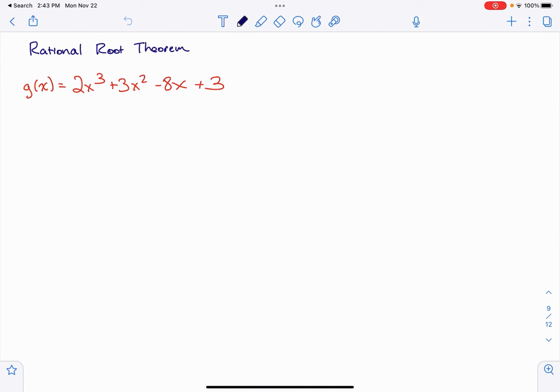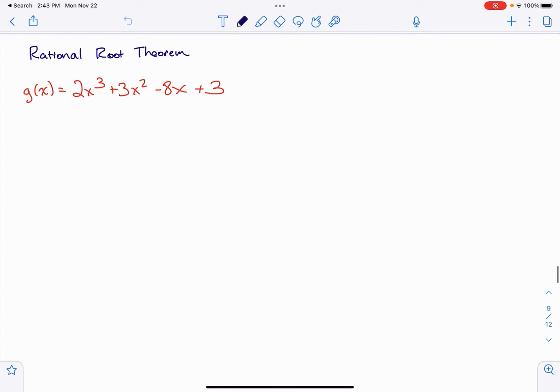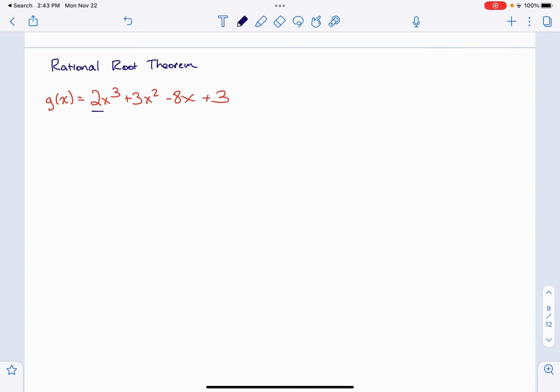In this review problem, we're going to apply the rational root theorem to find all the zeros of a polynomial, in this case g of x. We start by looking at the leading coefficient of the largest degree term and at the constant. So here's the leading coefficient, 2, and here's the constant term, 3.